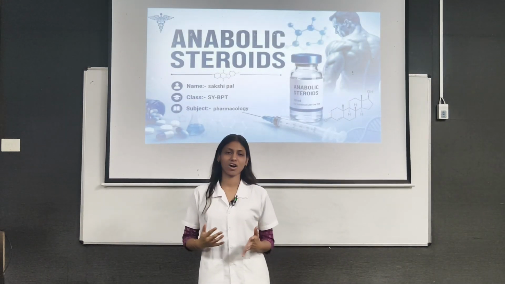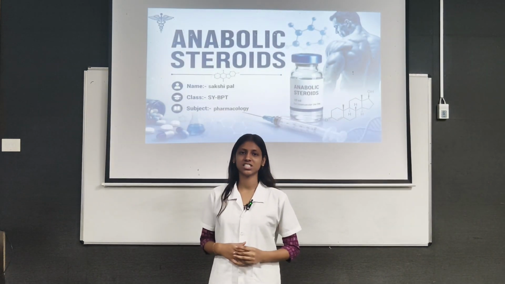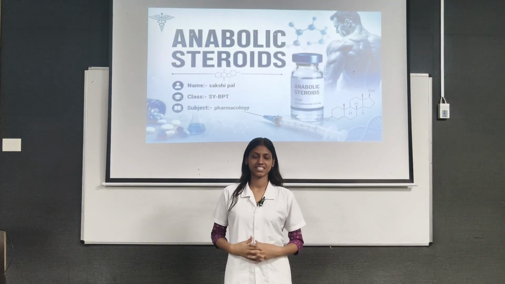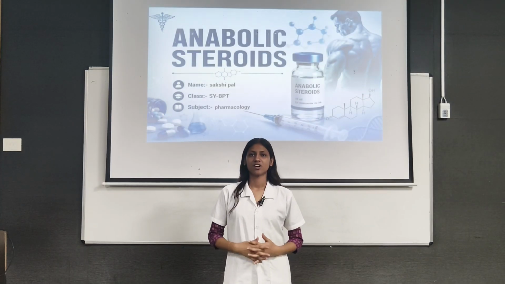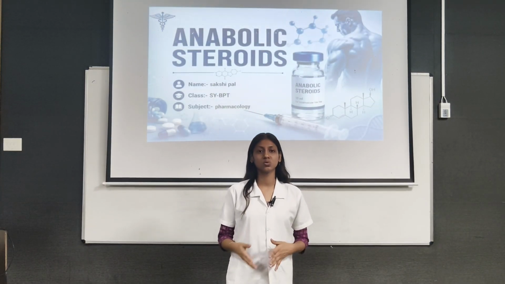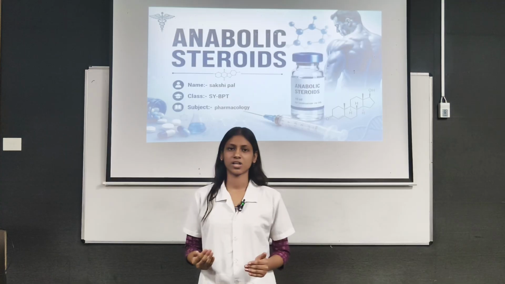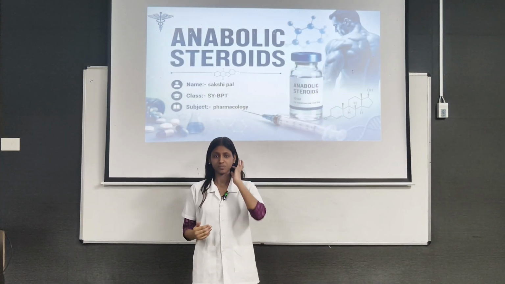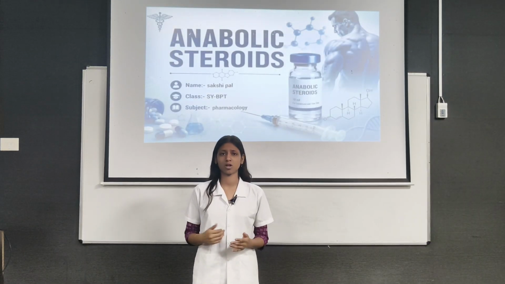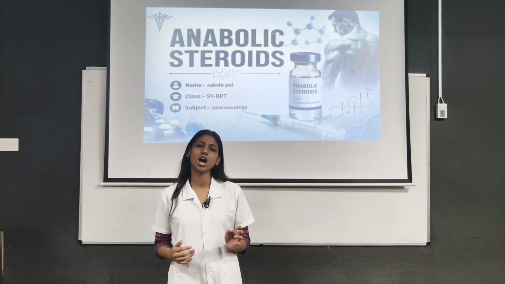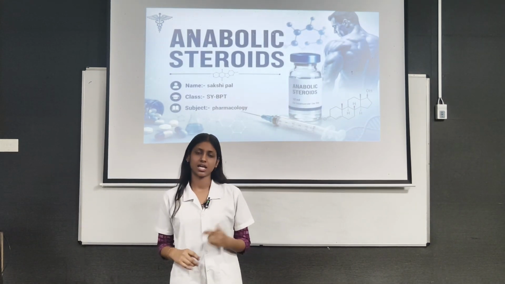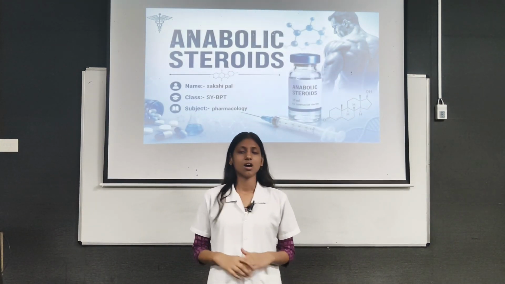Today we'll be discussing our topic of pharmacology. The name of the topic is anabolic steroid. So before we start discussing anabolic steroid, first let us understand what is the use of steroid. Basically, steroids are a form of drug which shows many different effects on our body, and basically the term steroid is used for mainly two types. First one is corticosteroids and the other one is anabolic steroids.